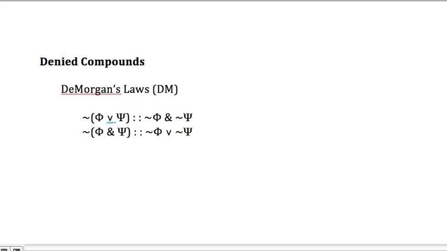When you find the denial of an or statement in a proof, it's almost always a good idea to apply De Morgan's and to turn it into a conjunction. Likewise, when you have the denial of a conjunction, an and statement, it's almost always a good idea to just apply De Morgan's and turn it into a disjunction.